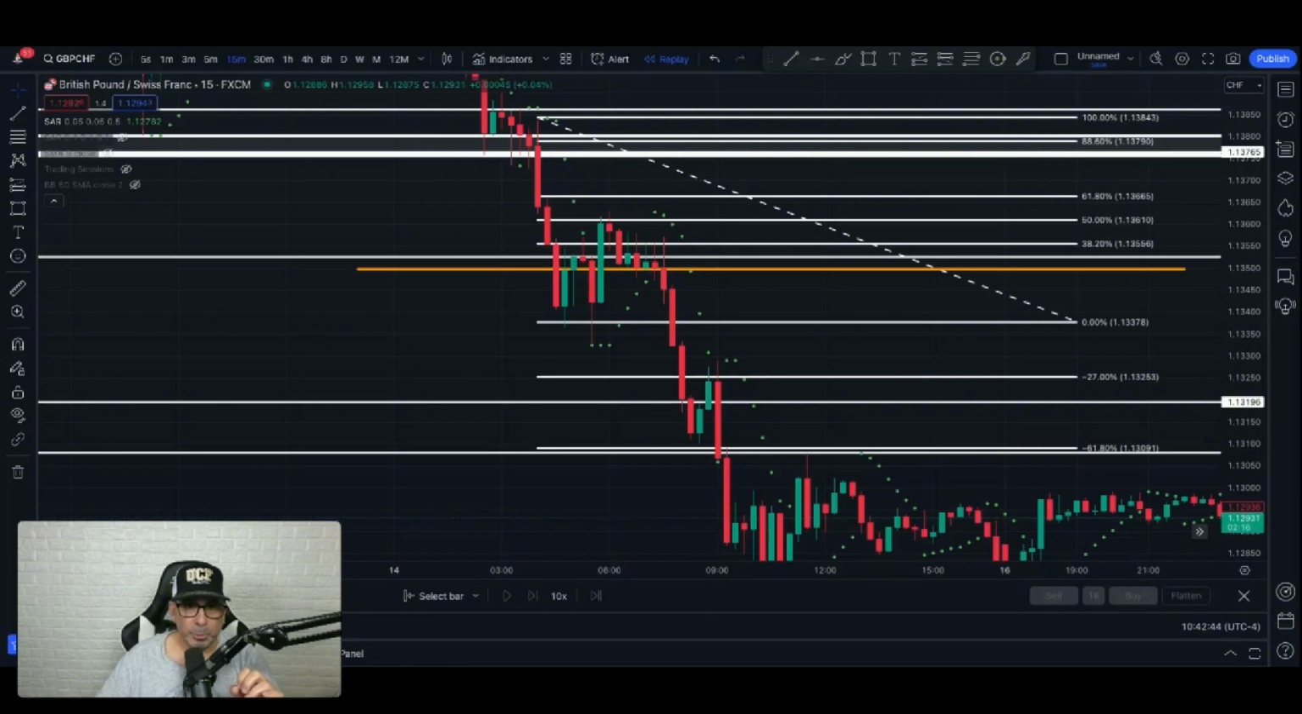With regards to setting up the fibs, I like the 8 hour. Why? Because the 8 hour pretty much mirrors the daily. And I think that's where most of the institutional money is at as well.